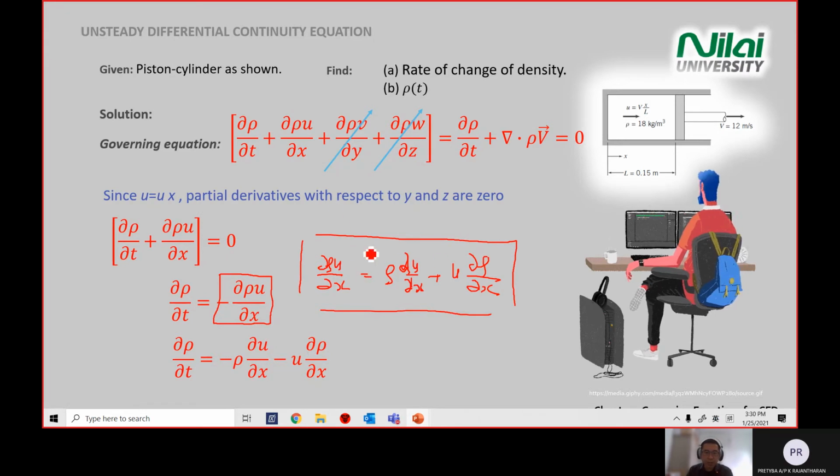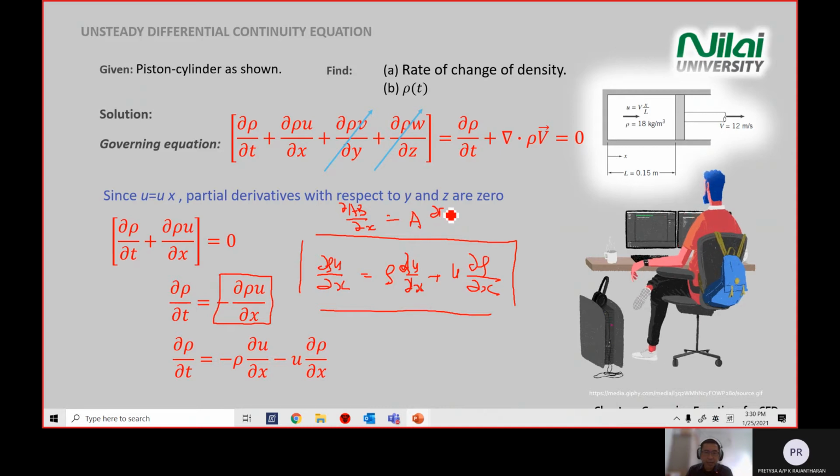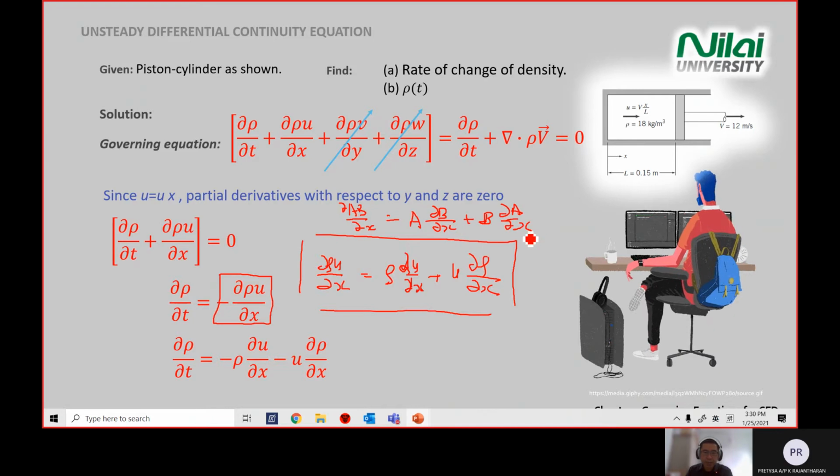This falls under calculus. Del AB divided by del x, you can write as A del B divided by del x plus B del A over del x. This is how you write it when you have 2 parameters inside your partial differential. You can break it into 2 terms. So that's why we can write del rho u over del x into the form that you see on the screen now.